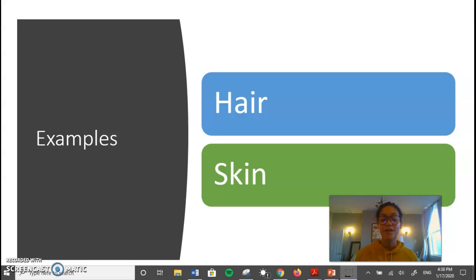Last, the two examples I found about substances that have alpha helix proteins in them are hair and skin that we are all familiar with. So it's interesting to see the real life application of alpha helixes or alpha helices.